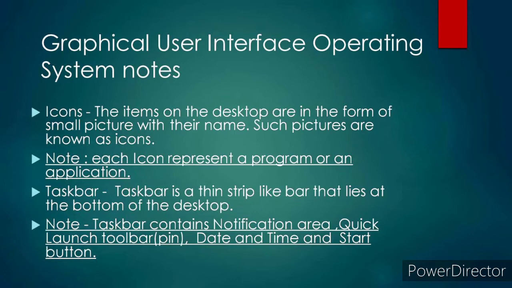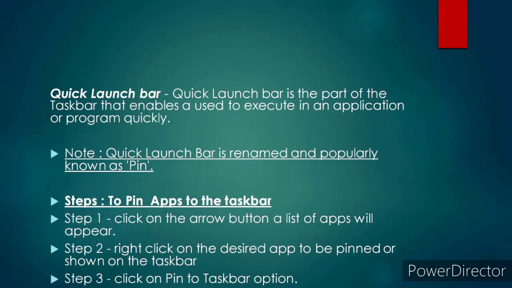Next is taskbar. Taskbar is a thin strip-like bar that lies at the bottom of the desktop. Note one thing, this taskbar contains notification area, quick launch toolbar or pin, date and time and start button. Next is Quick Launch Bar. Quick Launch Bar is a part of the taskbar that enables the user to execute an application or program quickly. Note, Quick Launch Bar is renamed and popularly known as Pin.